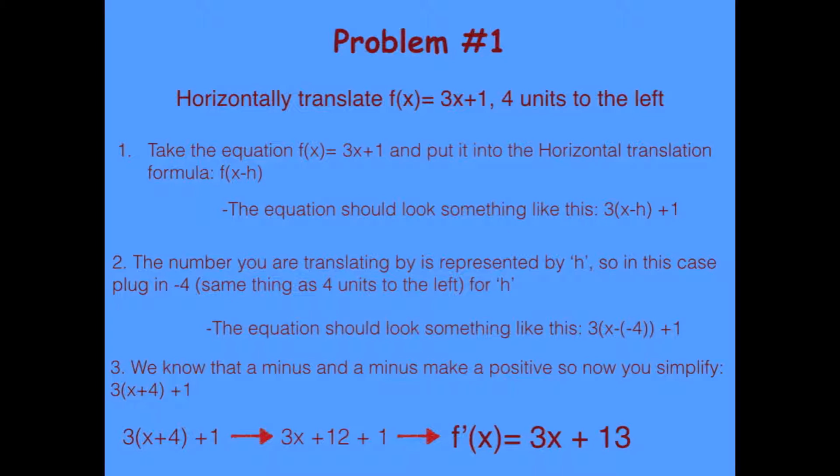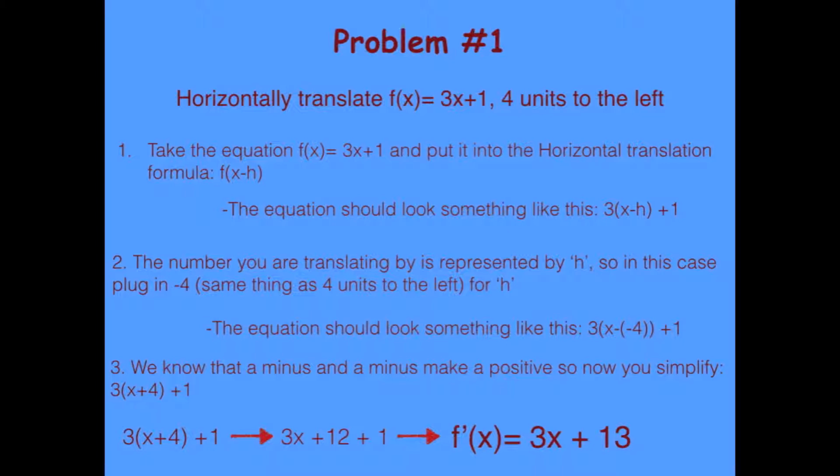Problem number 1. Horizontally translate f of x equals 3x plus 1, 4 units to the left. The first step is to take the equation f of x equals 3x plus 1 and put it into the horizontal translation formula, f of x minus h. The equation should look something like this: 3 times x minus h, plus 1. Notice that the y-intercept, 1, comes after the equation.